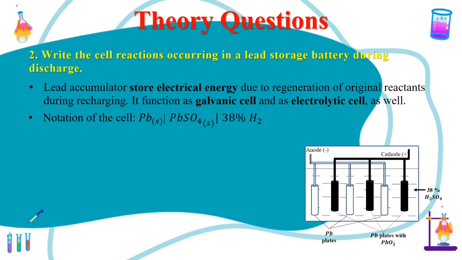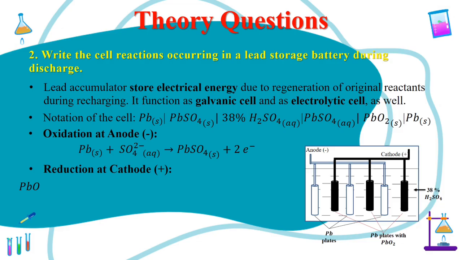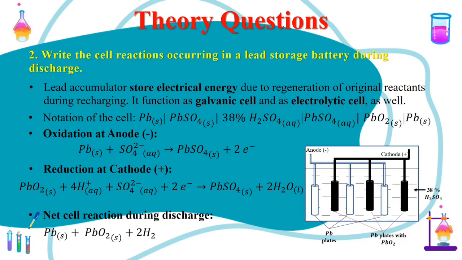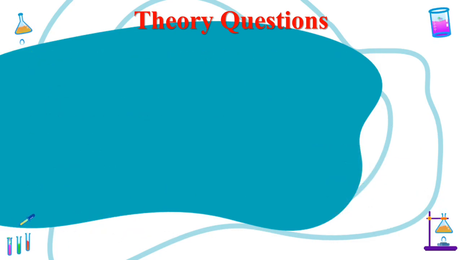Let us see now the reaction involved in a lead storage battery during discharge. At the anode, lead plates react with sulfate ions to form lead sulfate by removing 2 electrons. The same 2 electrons are captured at the cathode, where lead dioxide combines with sulfate ion to form lead sulfate. The net cell reaction is the sum of overall oxidation at the anode and overall reduction at the cathode. As the cell operates to generate current, sulfuric acid is consumed, its concentration decreases, and the cell potential decreases.